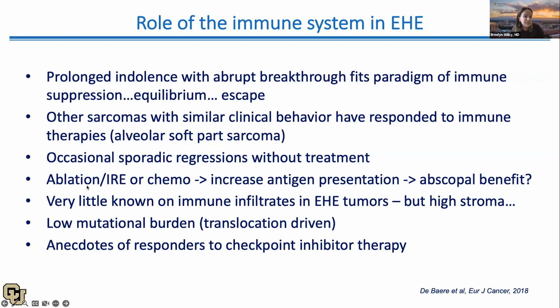Some of these things like chemotherapy or some of these ablations in other types of cancer have been shown to cause damage signals that help your immune system go there and recognize there's a problem. So really interesting ideas for EHE. And there's a few patients out there who have gotten checkpoint inhibitors, which are one of the most commonly used types of immune therapy, that have had benefit. But there are also patients that have not done well. So again, really early in this work.